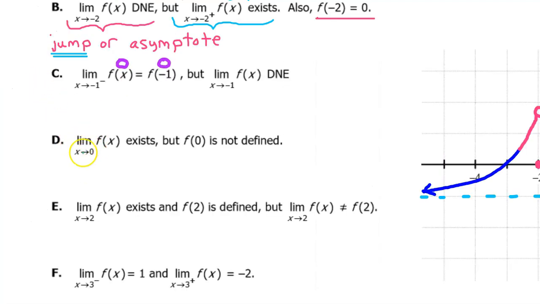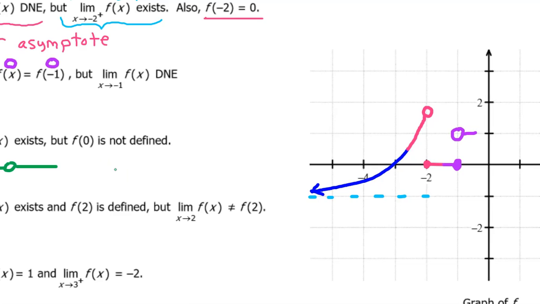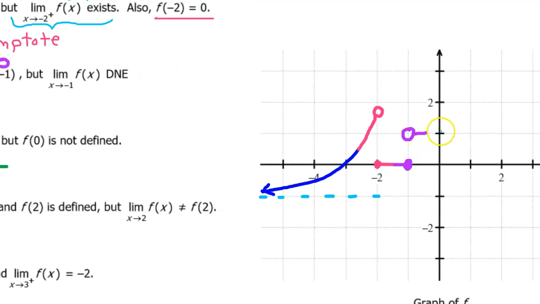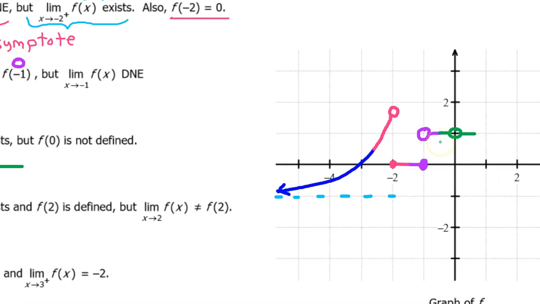Part D says the overall two-sided limit as x approaches 0 exists, but f at 0 does not exist. Well, for the limit to exist from the left and the right, the function must be approaching the same output value from both sides. However, since f at 0 is not defined, we need to leave an open circle. So we just need to draw something that looks like this. So picking up where we left off, I'm just going to put an open circle at 0 and sort of connect this up. And that's it.